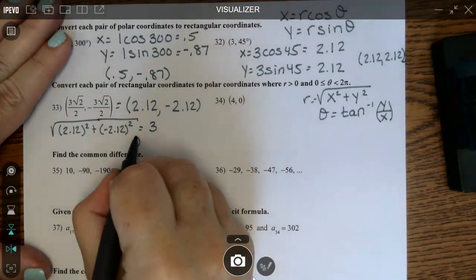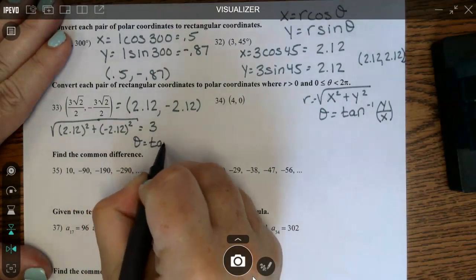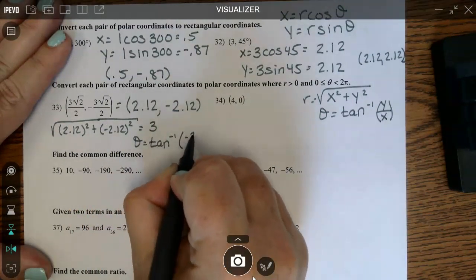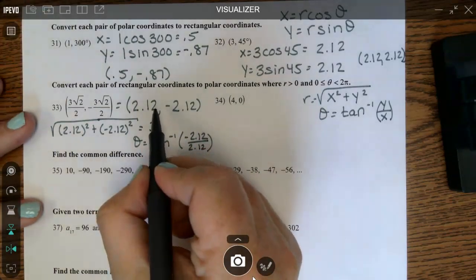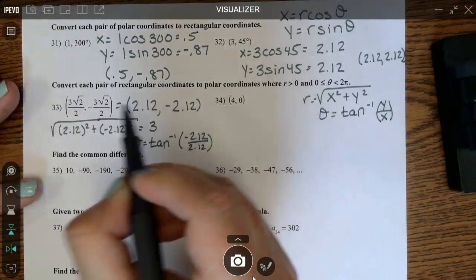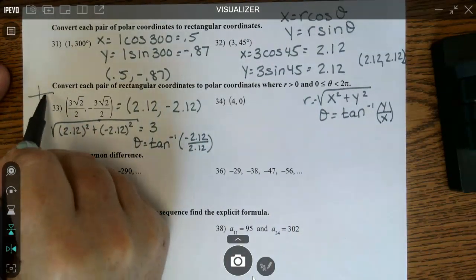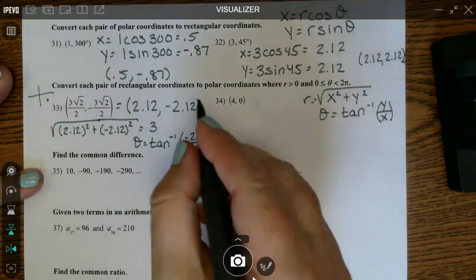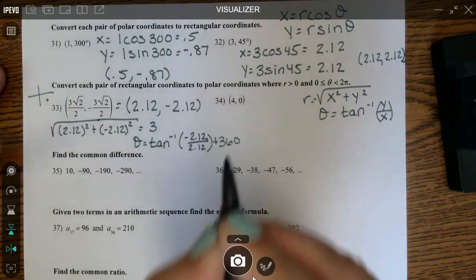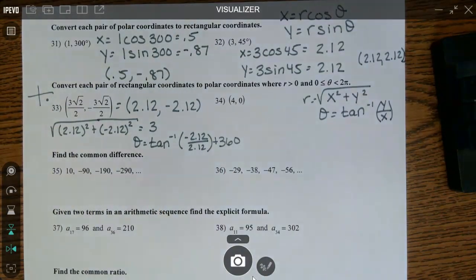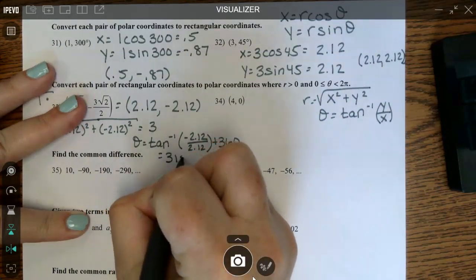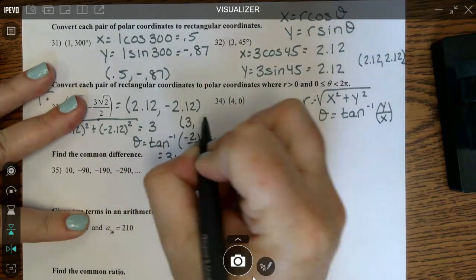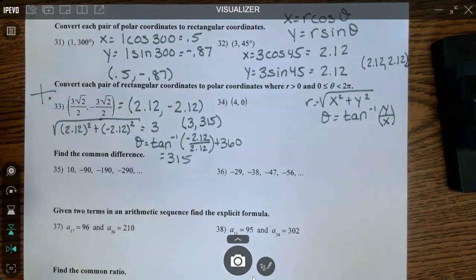Okay, and then inverse tangent y over x. Now we're not in quadrant 1. We're actually over here, if I were to graph it positive, negative, we're in quadrant 4, so we have to tack on that plus 360. And I get 315. So my answer is 3 and 315.